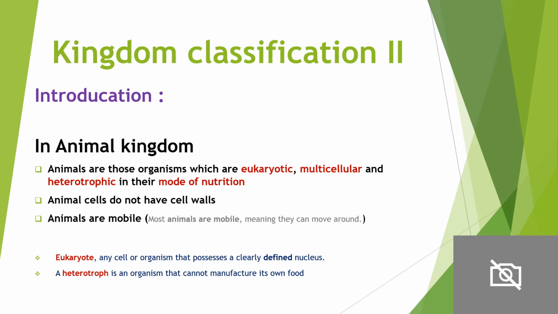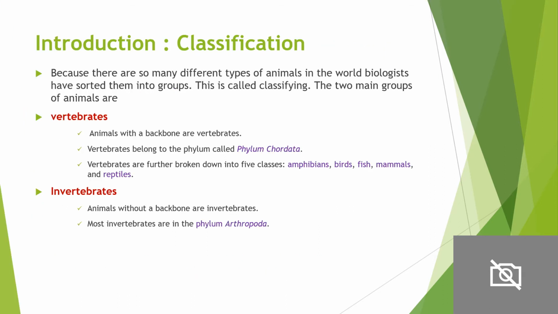And animal cells do not have cell walls. And animals are mobile. Mobile means almost all animals can move around in search of food, shelter, etc. Okay, we'll go to the next slide.